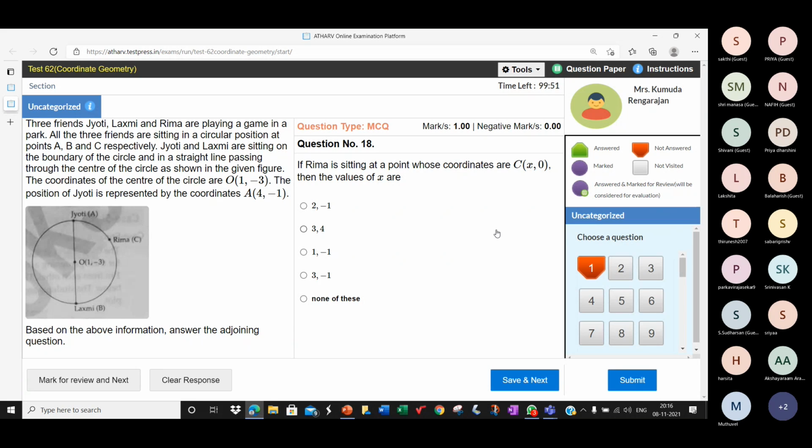Yes, children? What happened? Completed, ma'am. Yes, what's the value? Or what are the X values? X is equal to 3 or minus 1. Option D. Yes, ma'am. D, ma'am.